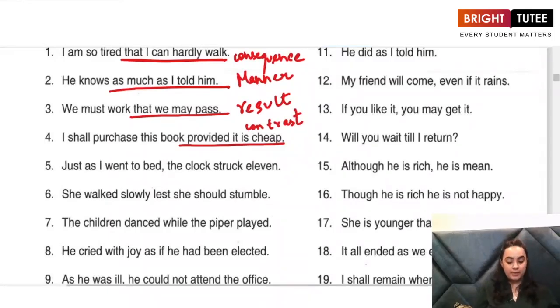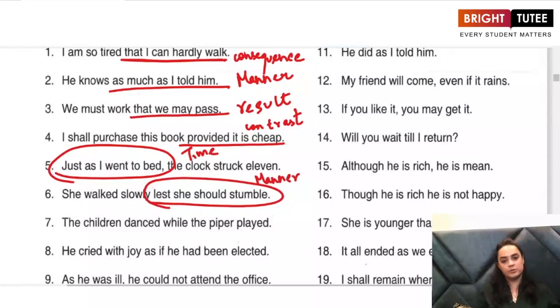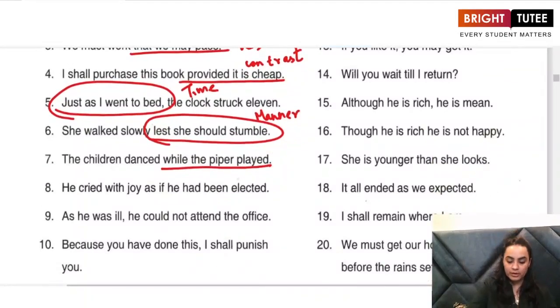Just as I went to bed, the clock struck 11. When did the clock strike 11? Just as I went to bed. So this is time. She walked slowly lest she should stumble. Why did she walk slowly? Otherwise, she would fall. So manner. The children danced while the piper played. While? So this is about the time.